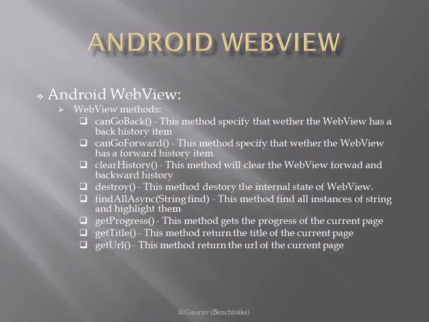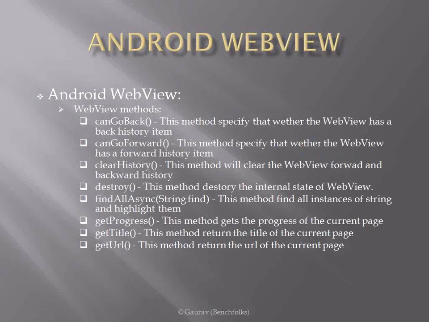Next, these are some of the methods present in the Android WebView class. The first one is canGoBack. This method specifies whether the WebView has a back history item. So if you want the web page to navigate back to the last page visited, you can keep this method as true.